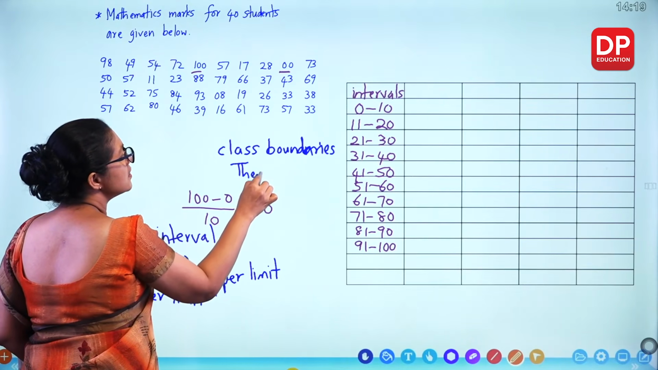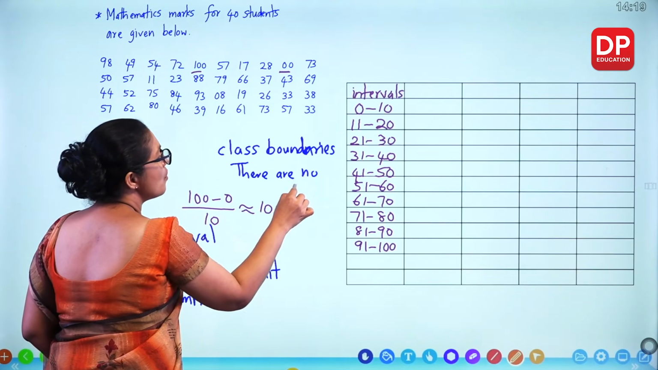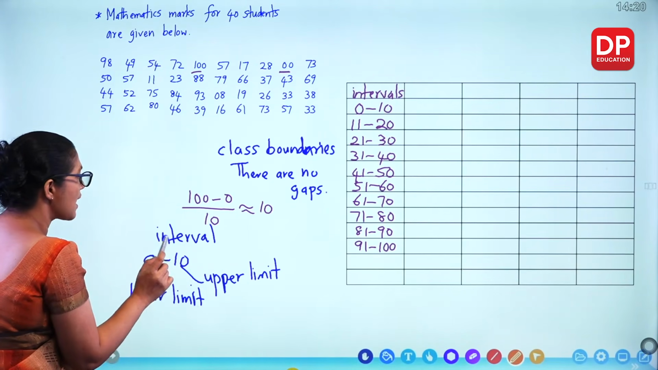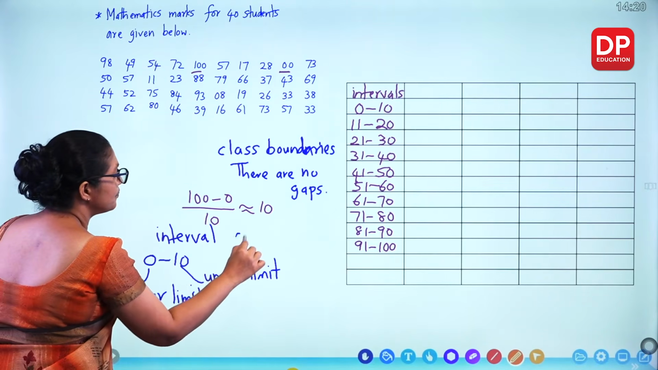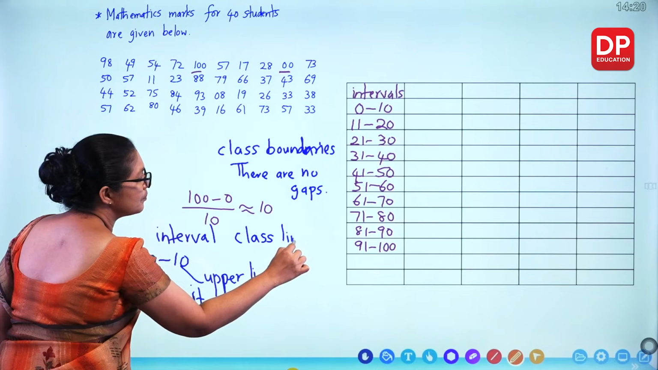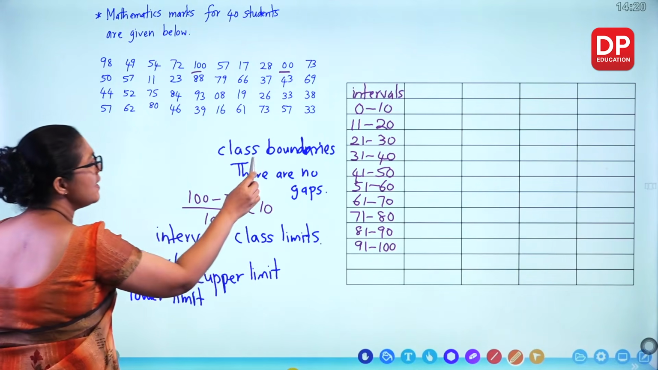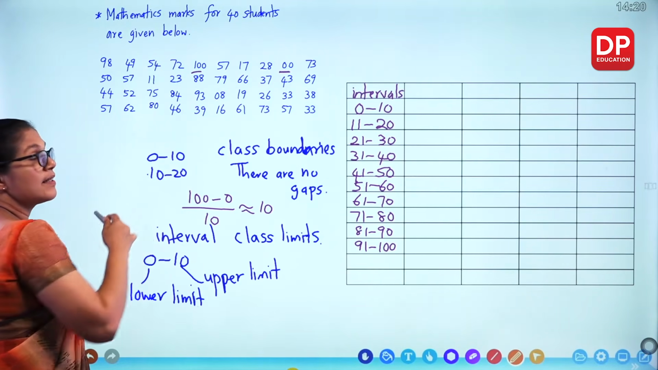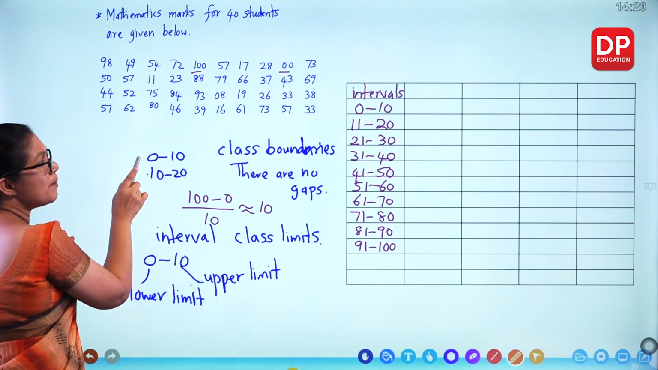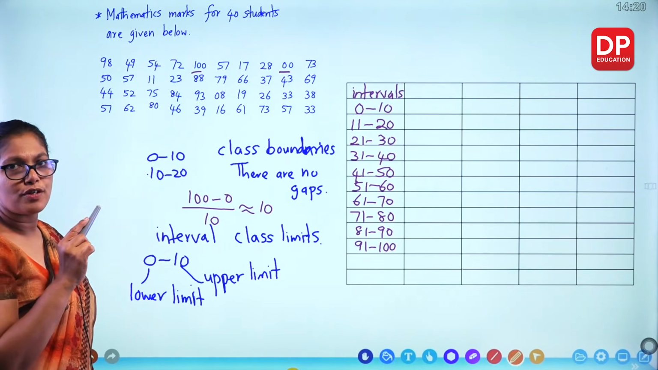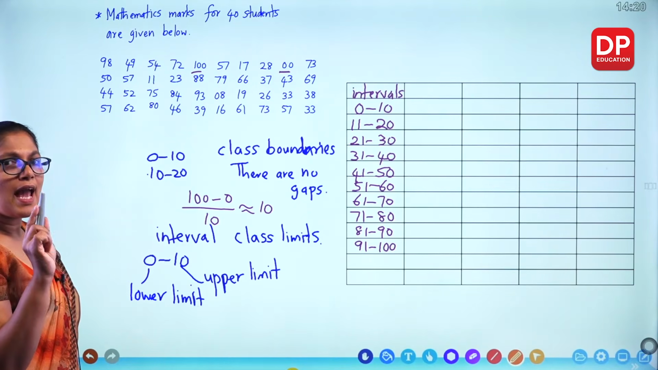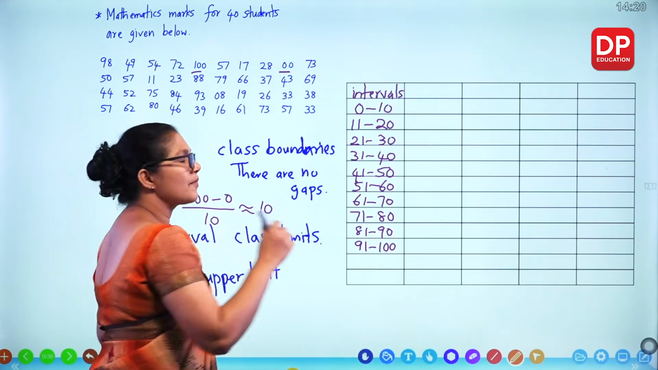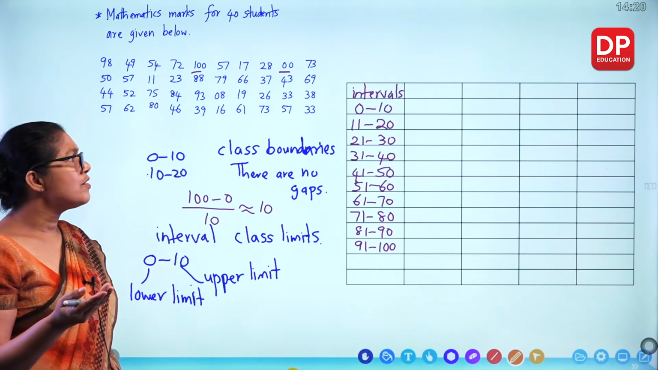There are no gaps. And here there are gaps, we call class limits. Then if it's 0 to 10, 10 to 20 like that, we say this is the lower boundary and this is the upper boundary. We use the two terms, boundary and limits. Now, if you have given limits, how do we convert them to the boundaries?